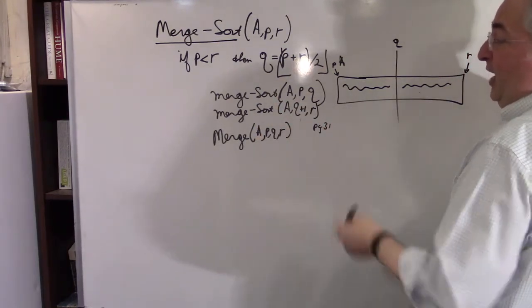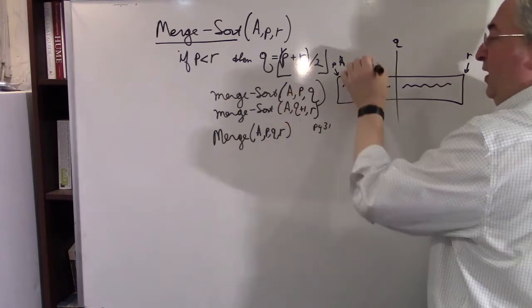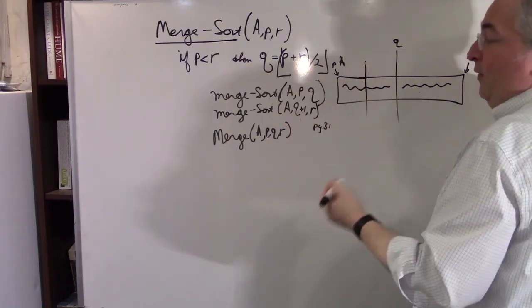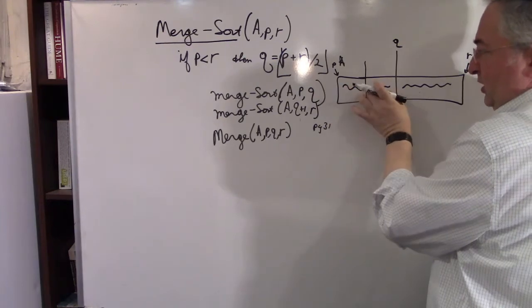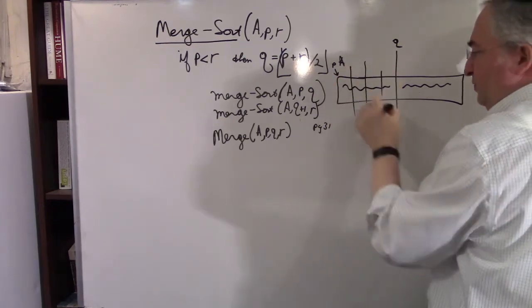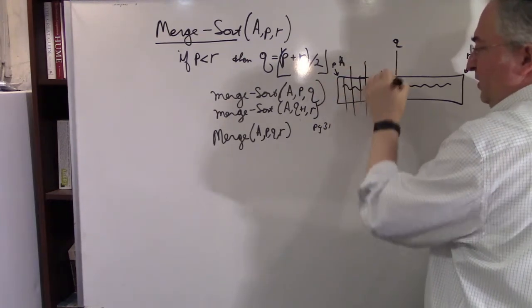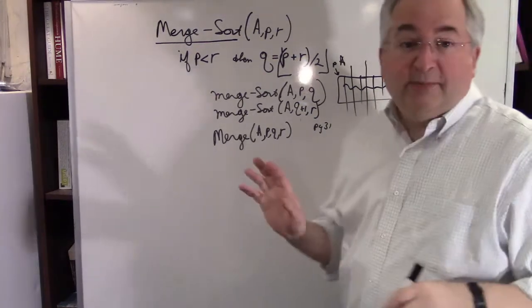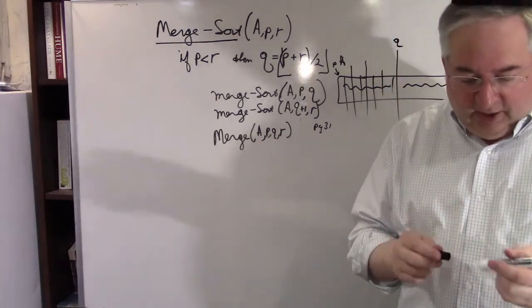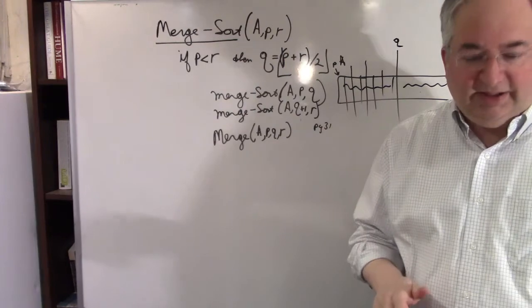Now, the question is, how do you sort the first part? Well, you split it in half. Then you sort this, and then you sort this. Well, how do you do that? You split it in half, and you keep splitting it in half. We're going to do an example in a second, but this is the main idea.